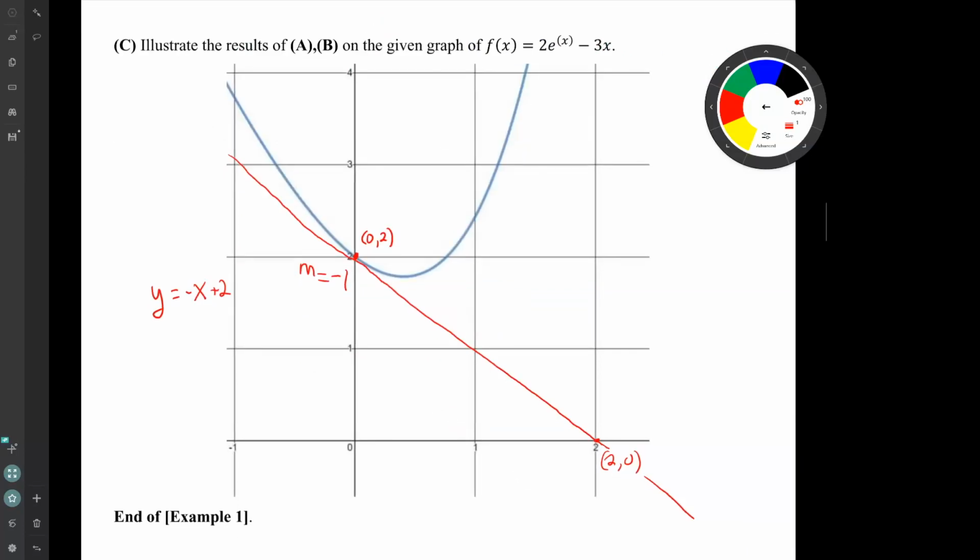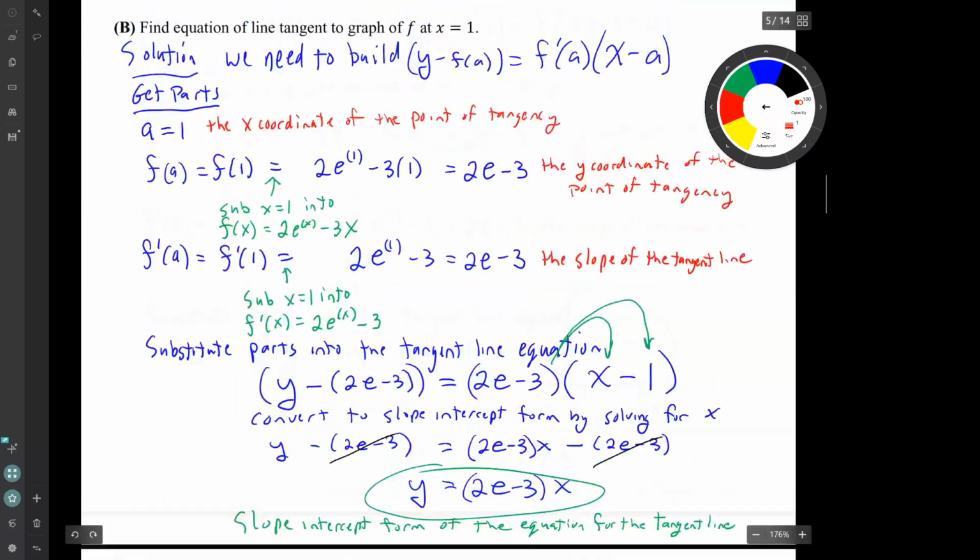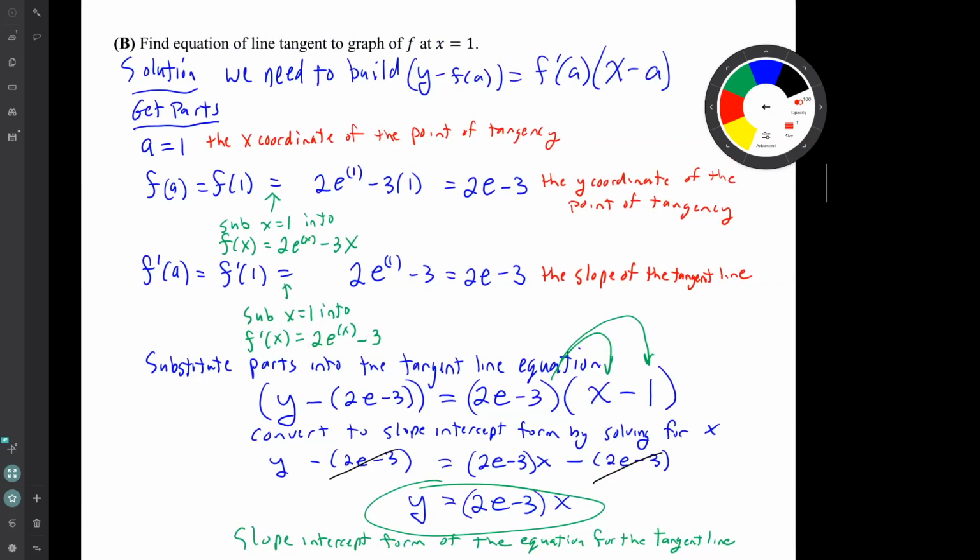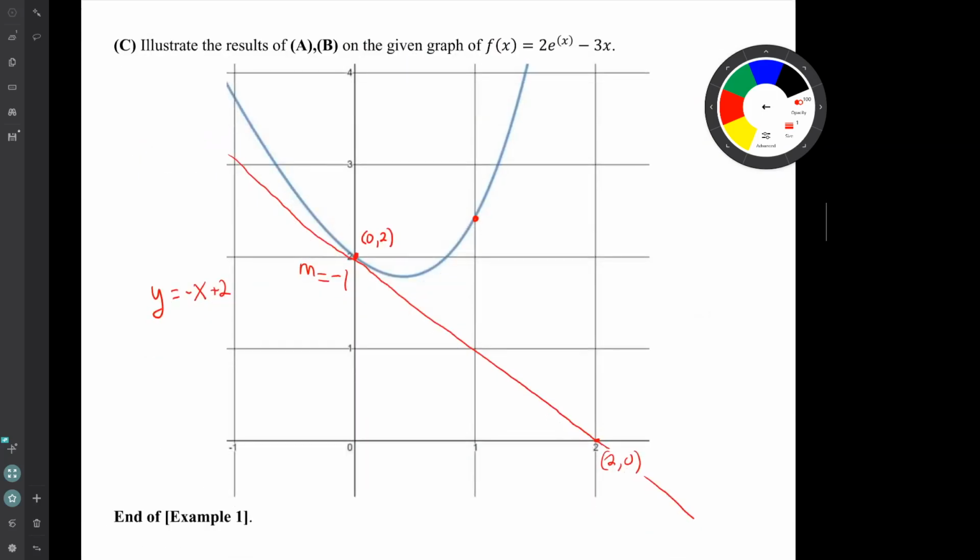First of all, we find the point on the graph where x equals 1. It's here. Notice that the y-coordinate of that point is around 2.5. Oh, that's familiar. Remember a while ago, we found in question B that f(a) was this number, 2e minus 3. And I said that would be a number maybe around 2.5. So the coordinates of this point are (1, 2e minus 3).